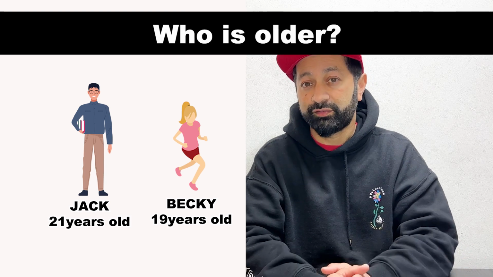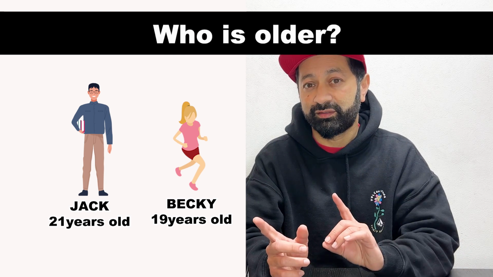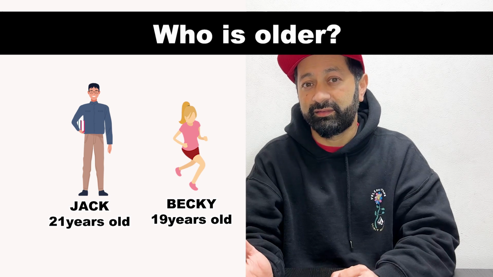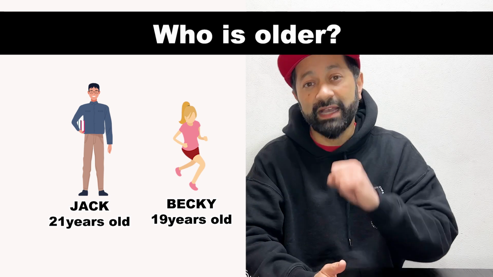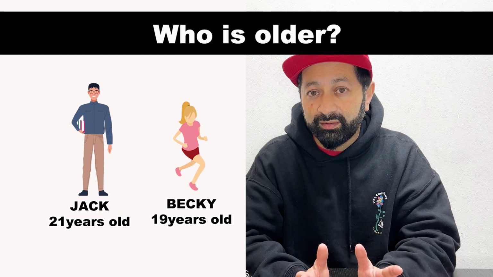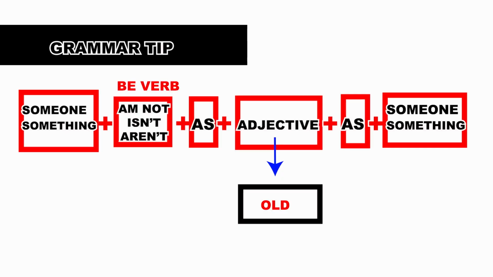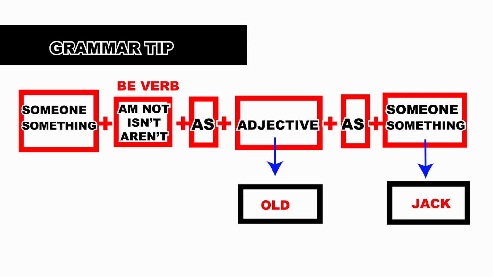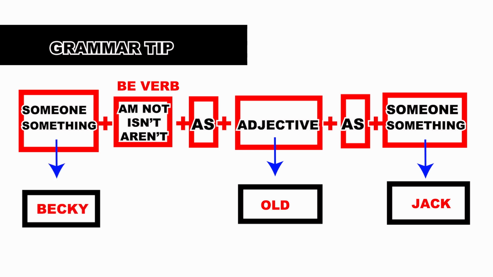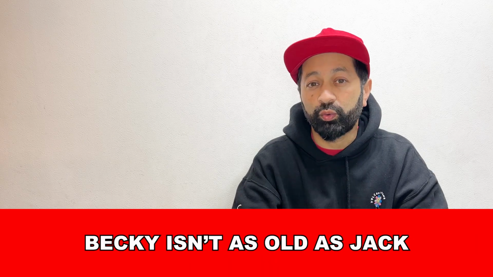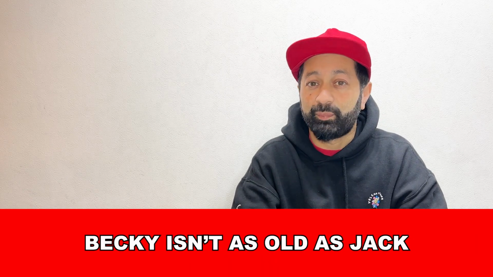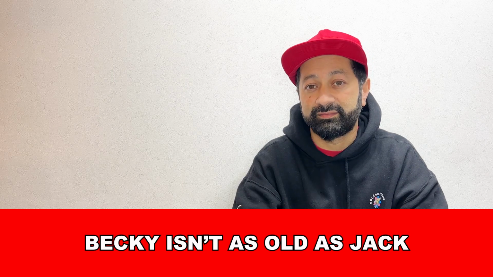Okay, old. So who is older? Jack or Becky? Okay. Jack. Jack is older. So in this sentence, because Jack is older, Jack goes at the end of the sentence. Becky goes at the beginning of the sentence, and our adjective is old. So our sentence would look like, Becky isn't as old as Jack.